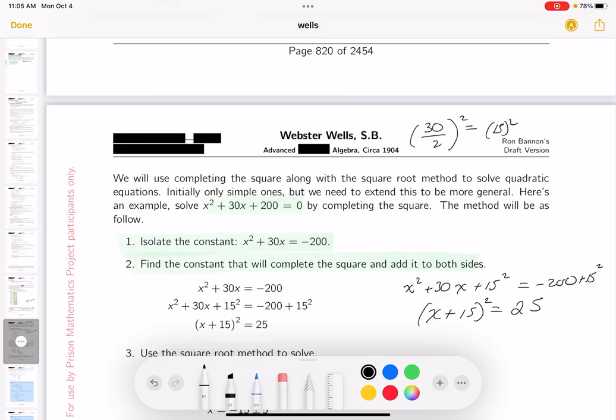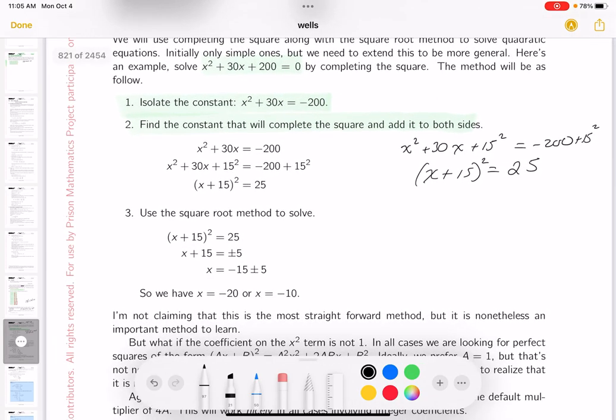Now what we're going to do is a square root rule. All right, let me point out what the square root rule is. If we have something that's being squared, and it equals a number, this something is going to be plus or minus the root of that number. All right, let's just use that rule now. Erase this here, and let's use the rule. What do you get? Let's write this down.